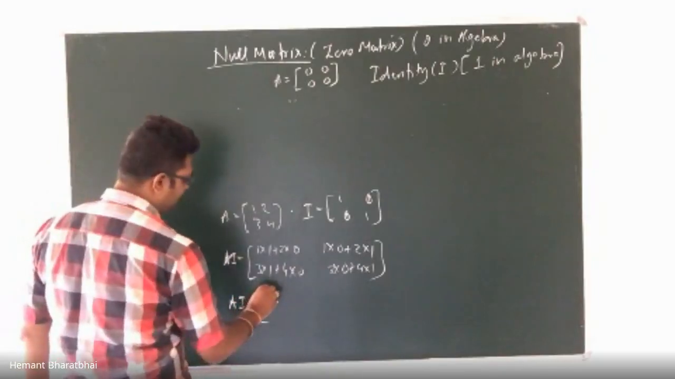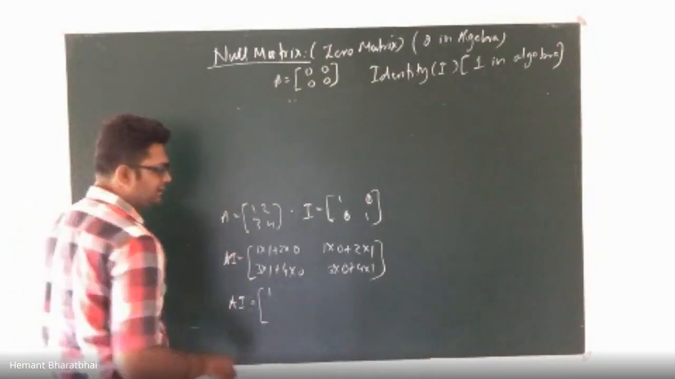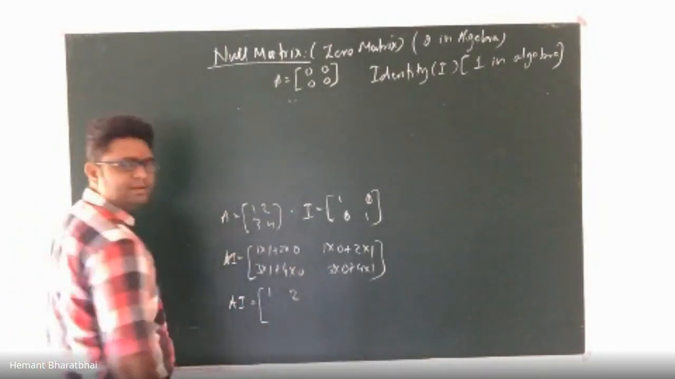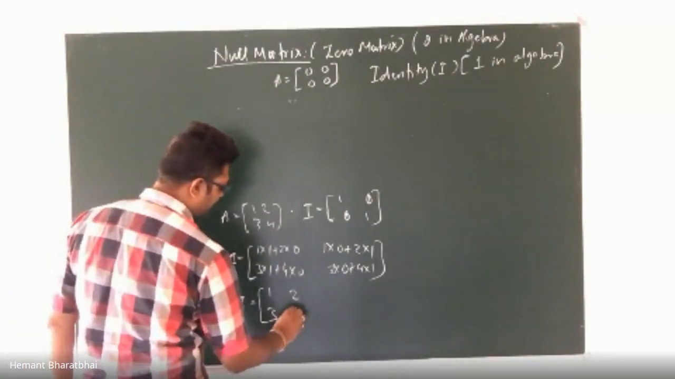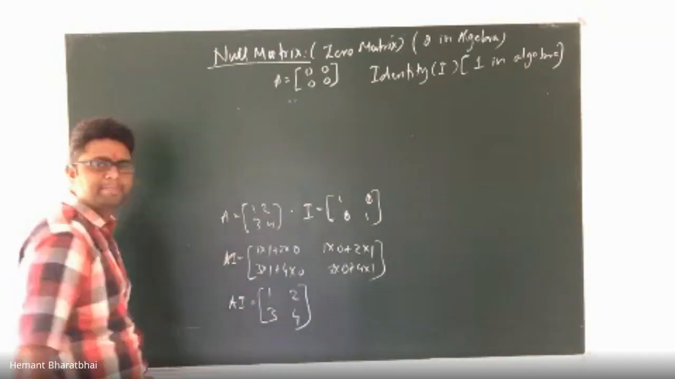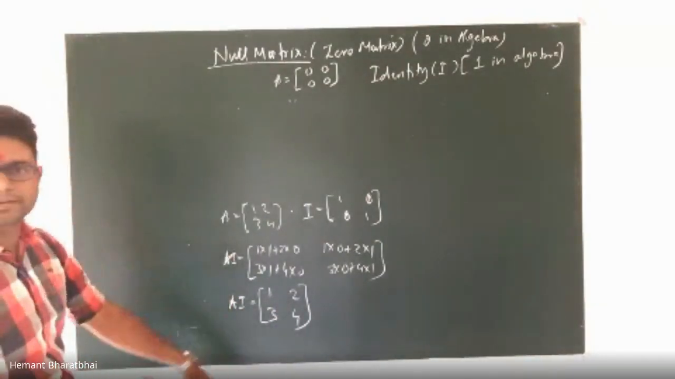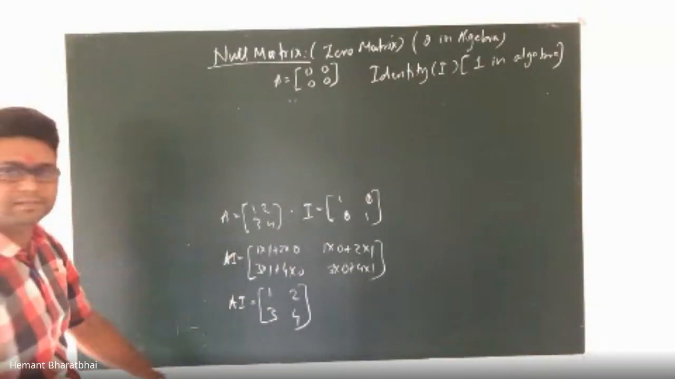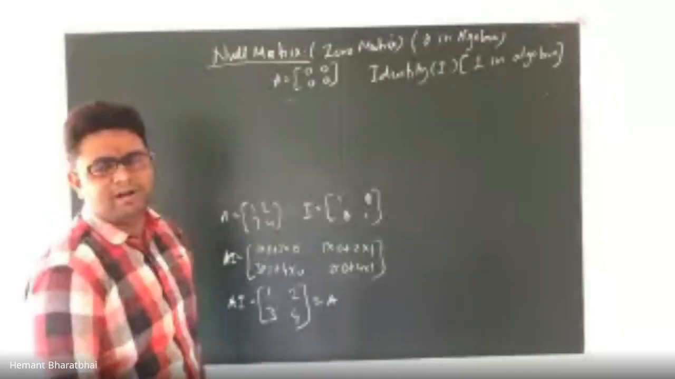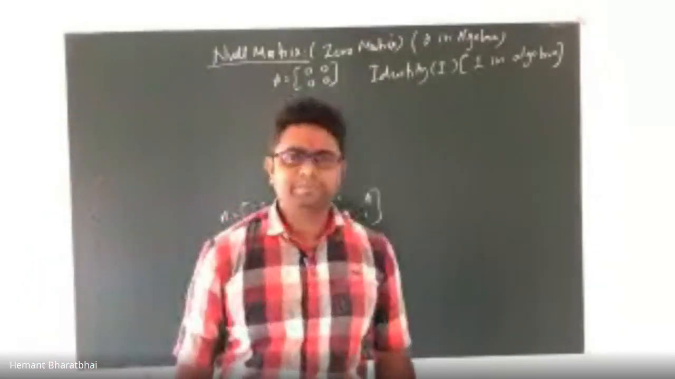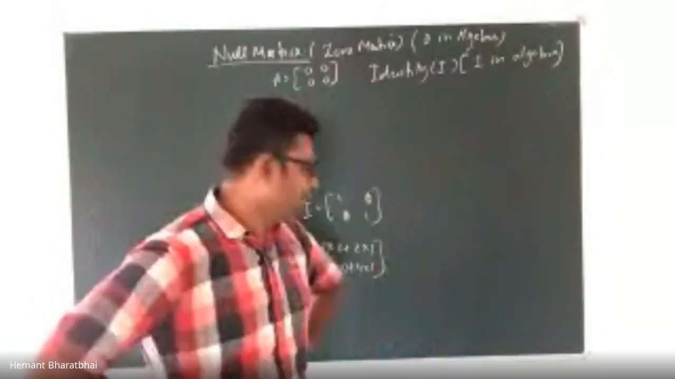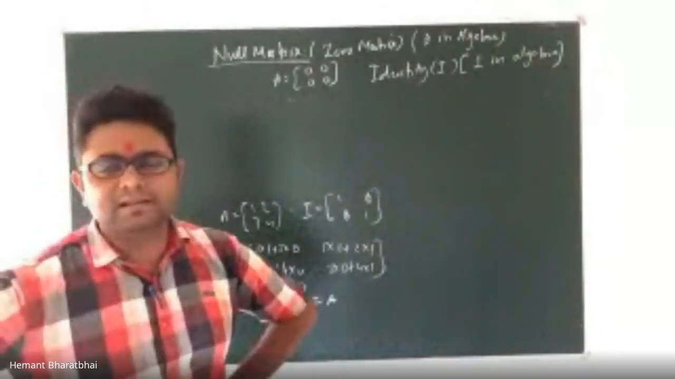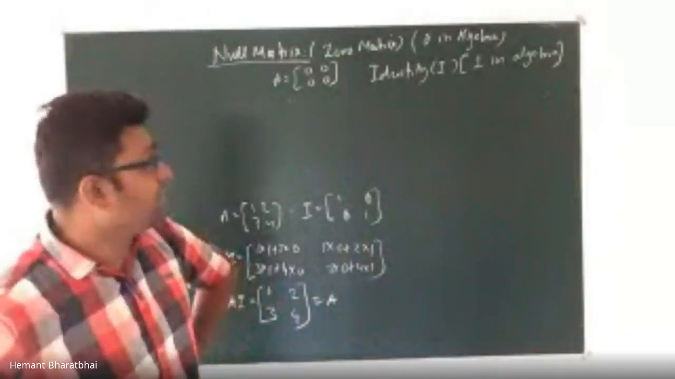So I get A into I as 1 plus 0, that is 1, 0 plus 2, that is 2, 3 plus 0, that is 3, and 0 plus 4, that is 4. Which is the same matrix. It is matrix A. Therefore, when you multiply any matrix with an identity matrix, you will always get the same matrix.